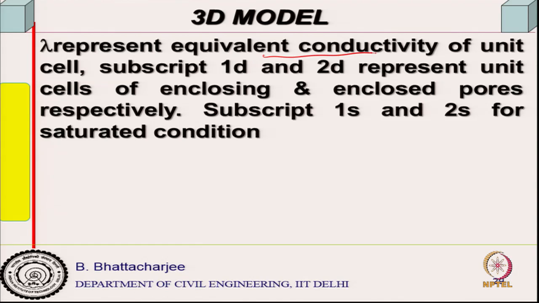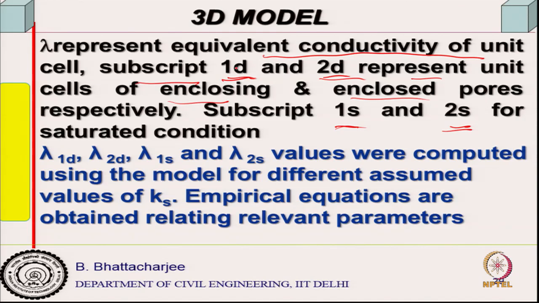Lambda represents the equivalent conductivity of the unit cell, because this is a non-dimensional conductivity. That is why we did not use K. Subscripts 1D, 2D represent unit cells of enclosing and enclosed pores, and 1s, 2s are used for the saturated condition. So, the 4 conditions are lambda 1D, lambda 2D, lambda 1s, lambda 2s. These values are computed using such finite element solutions for different assumed values of Ks, because it will vary with the Ks value.